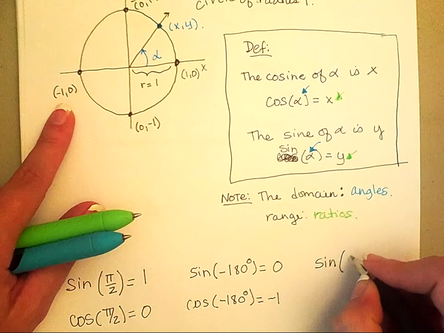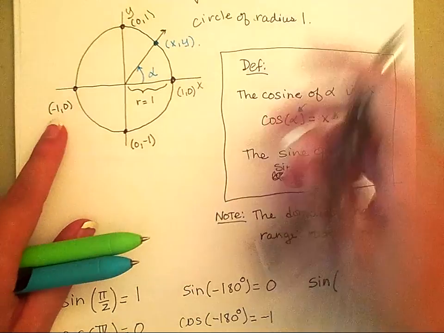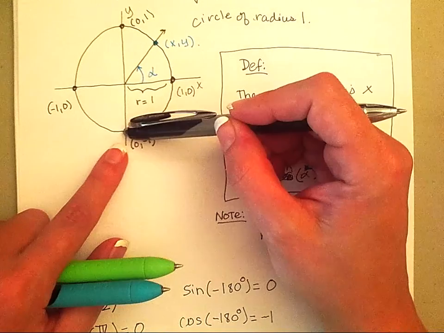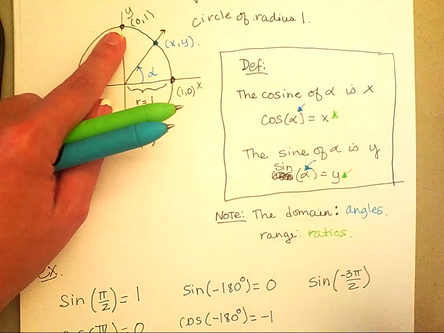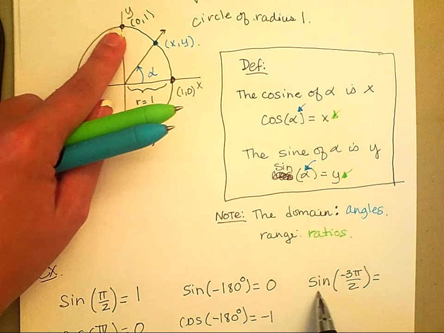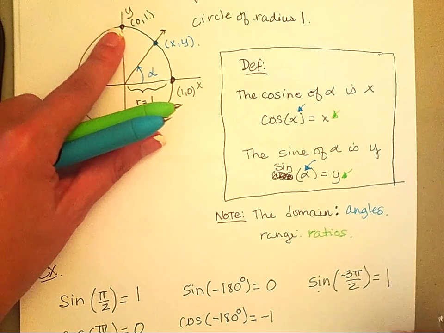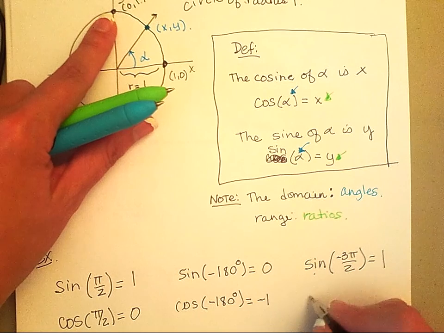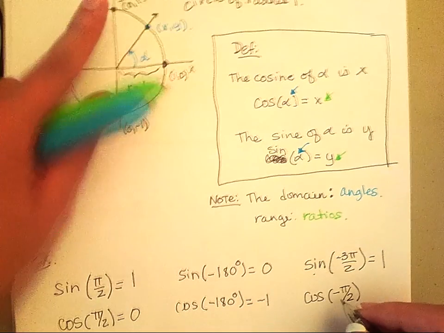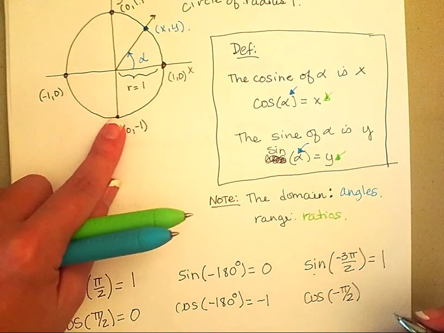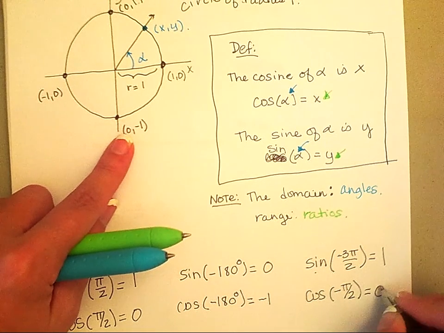Let's try another. The sine of negative 3 pi over 2. So now I'm again working in the negative rotation. So this is negative pi over 2, negative 2 pi's over 2, negative 3 pi's over 2 is where this angle will terminate. Okay. Now the sine of that is the y value, and so that is 1. We could look at the cosine of negative pi over 2. So again, I'm going in the negative rotation. Here is negative pi over 2, and the cosine is the x value, so that must be 0.